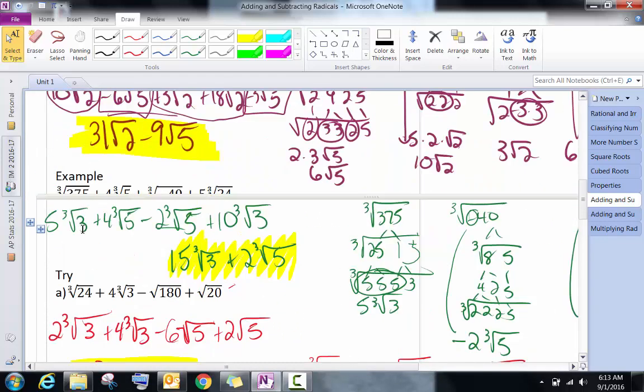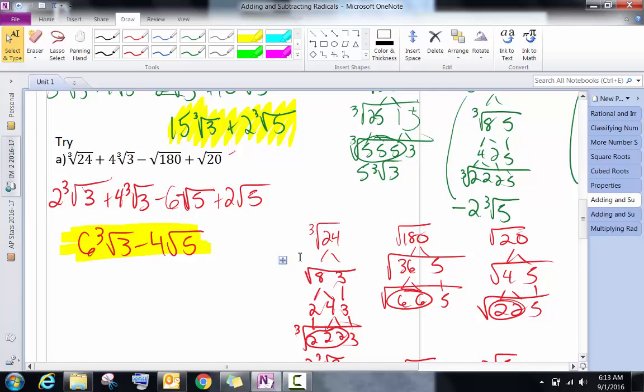So we have 5 cube root 3, 4 cube root 5, minus 2 cube root 5, plus 10 cube root 3. Our 3's we add together, 5 and 10, so 15 cube root 3. And our root 5's we add together, 4 and negative 2 gives me 2 cube root 5. And they're not like terms, we can't add root 3 and root 5.